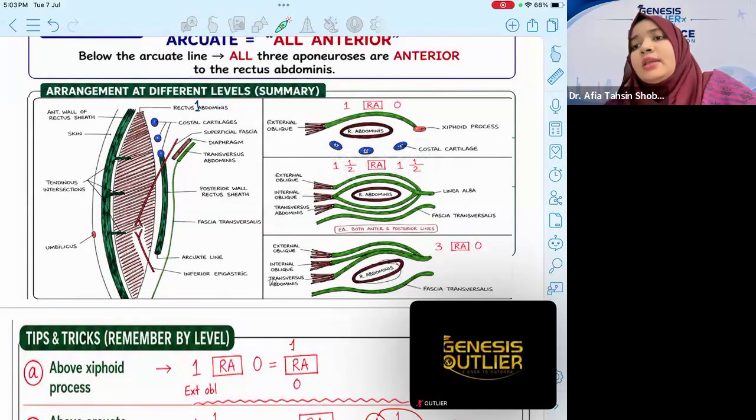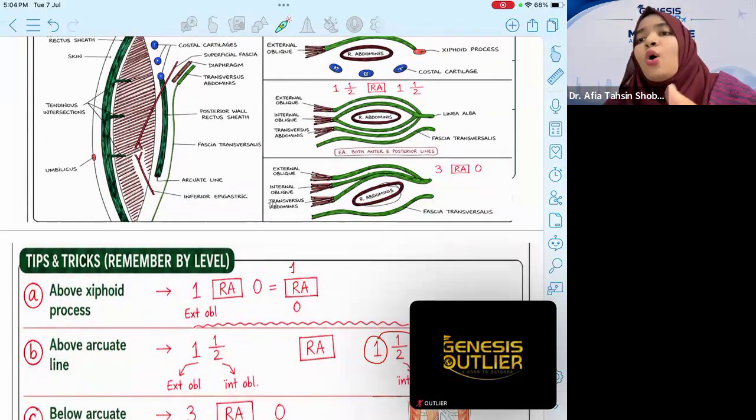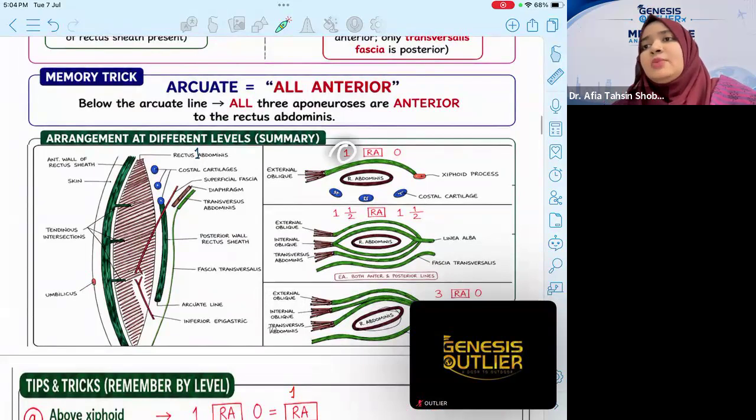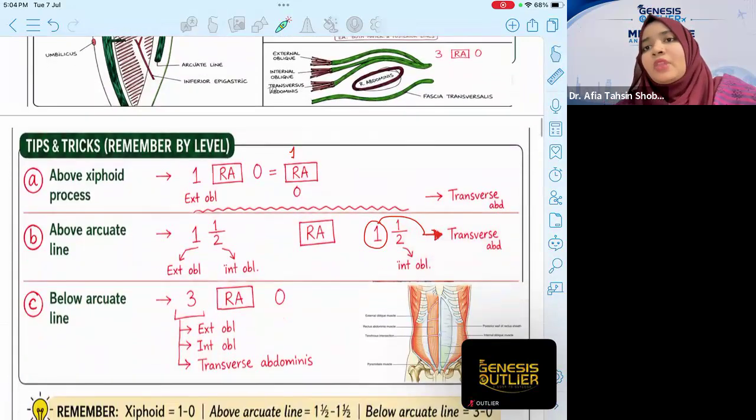And below the arcuate line, the sheath has no posterior layer. All 3 muscle aponeuroses you will get anteriorly: external oblique, internal oblique, and transverse abdominis. So 3, 3, 0. This is the tip and mnemonic. Just remember this. In the exam, mostly you will be asked about this area: above the arcuate line, below the arcuate line, the arrangement.